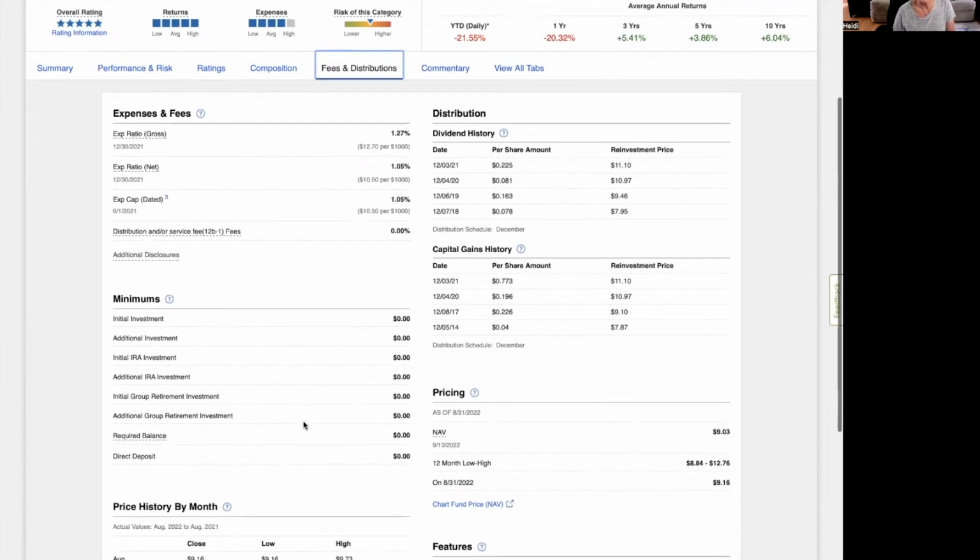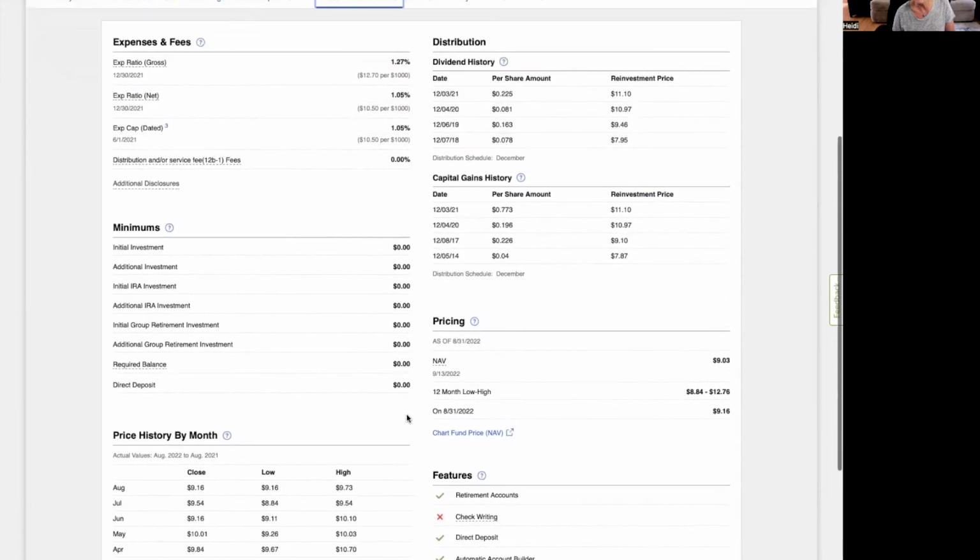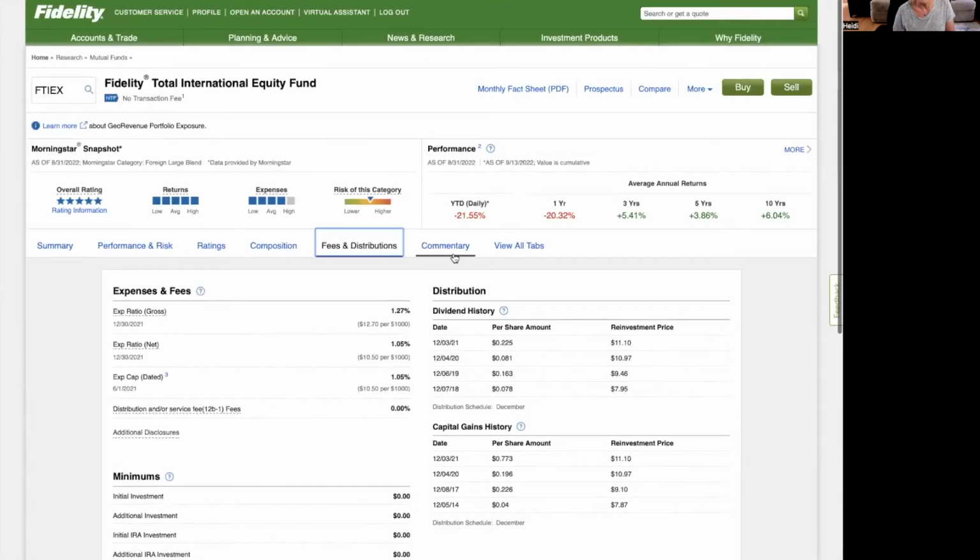So the other thing that you need to pay attention to is whether or not it's going to be a load or a no load. So to do that, I'm going to take us to another company. Quit sharing that one and we'll pick another company and we'll see what that looks like.